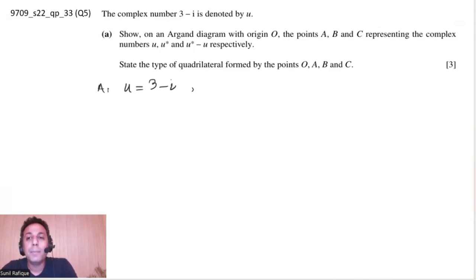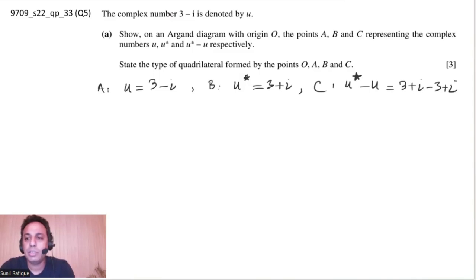And what is B? B is the conjugate. U star is going to be 3 plus iota. And what's C? It's the difference of the conjugate and the complex number. So this is 3 plus iota, let me just write it, u star minus u. So that's going to be, okay, let's simplify this. It's going to be 3 plus iota minus 3, and it will change the sign, plus iota. This cancels, so this is going to be 2 iota.